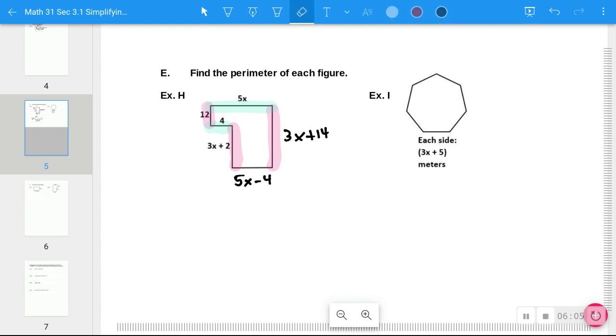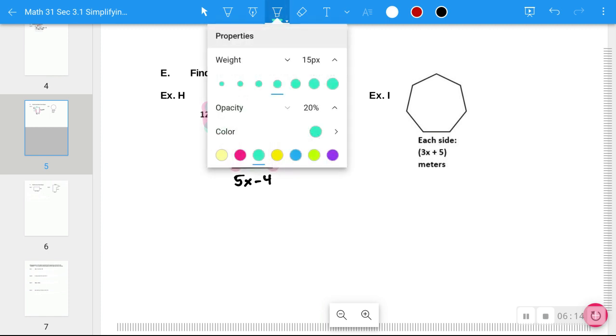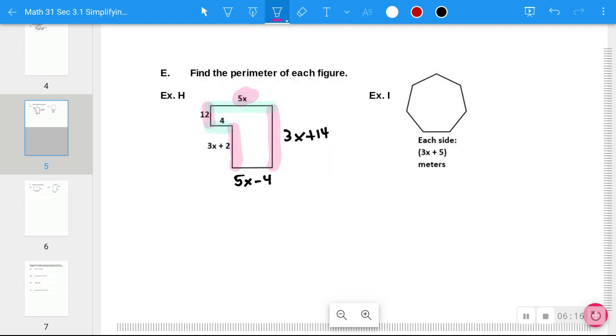So now it's just a matter of adding up the like terms here. So we have, if I go around here, I got 5x plus 3x is 8x. 8x and another 5 is 13. 13x and 3 more is 16x. So that does it for the x's.